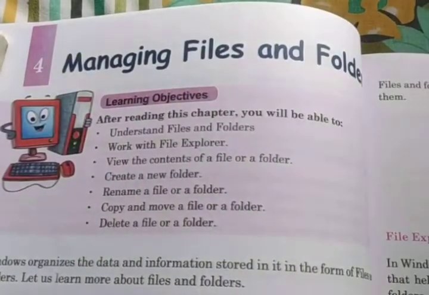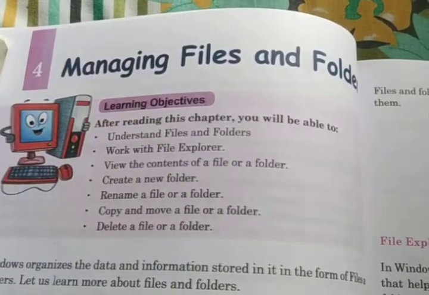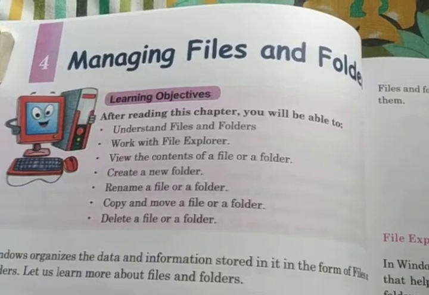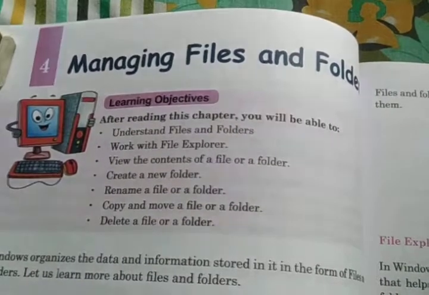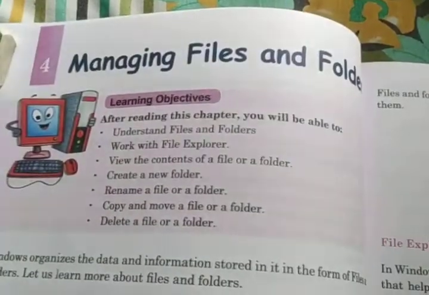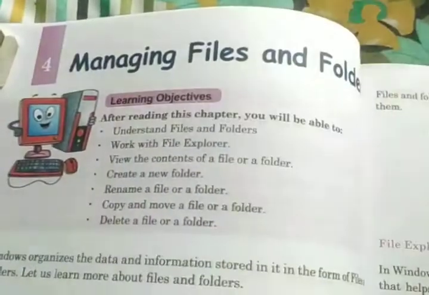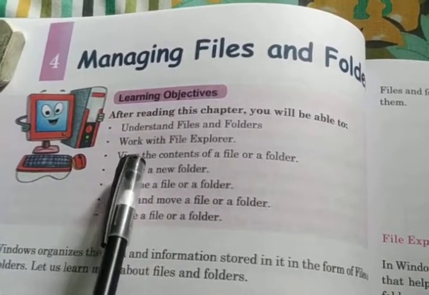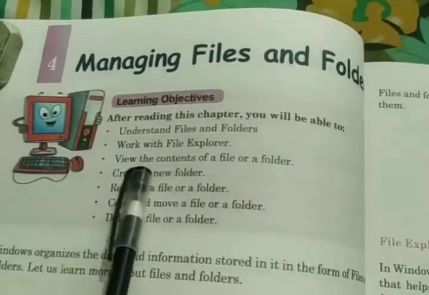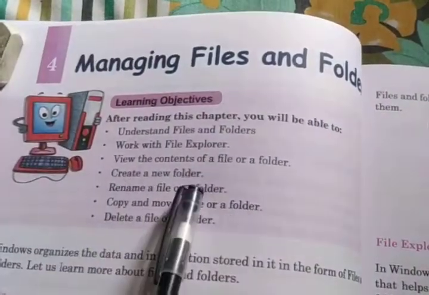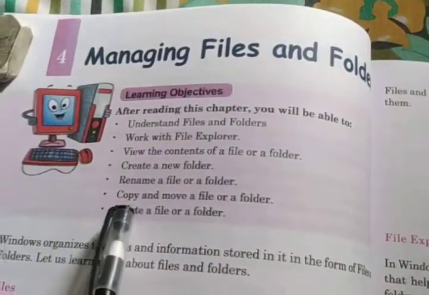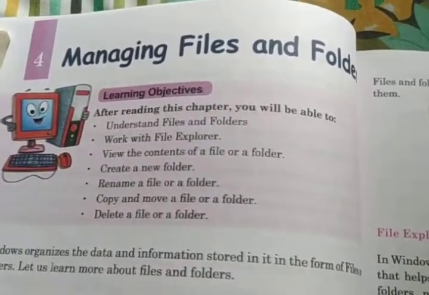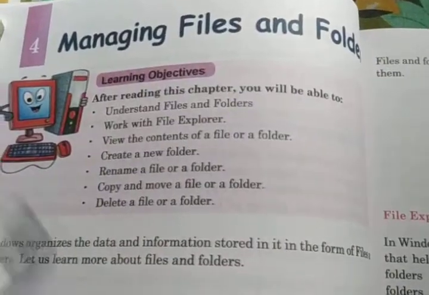So today we will study chapter 4 of computer, that is managing files and folders. We have learned about the operating system and all the basic things. Now it's time to learn how to manage your files and folders on your computer. After reading this chapter, we will be able to understand what files and folders are, how to work with File Explorer, view the contents of a file or a folder, create a new folder, rename a file or a folder, copy and move a file or a folder, and delete a file or a folder. These are the basic objectives of this chapter.